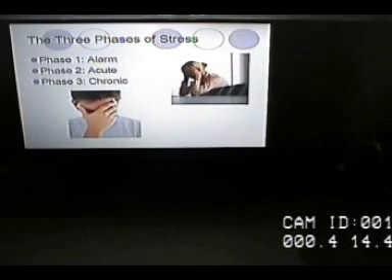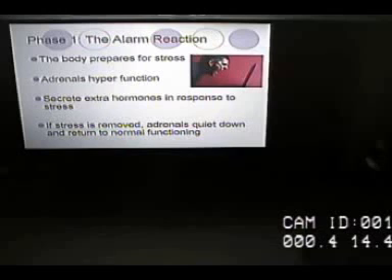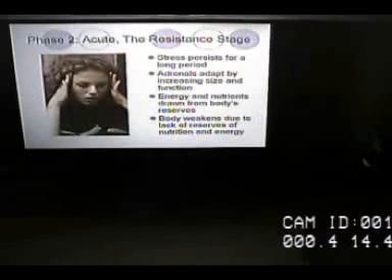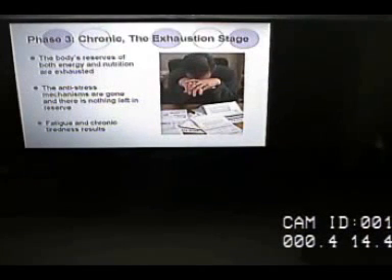So there's the three phases: the alarm, acute, and chronic. In the alarm phase, the body prepares for stress. It secretes extra hormones, and hopefully the adrenals quiet down after that, but not always the case. So long periods, they increase in size. As I was saying, the energy and the nutrients are drawn from the body's reserves, and the body weakens over time. The anti-stress mechanisms are now gone in the chronic phase, and there's nothing left.